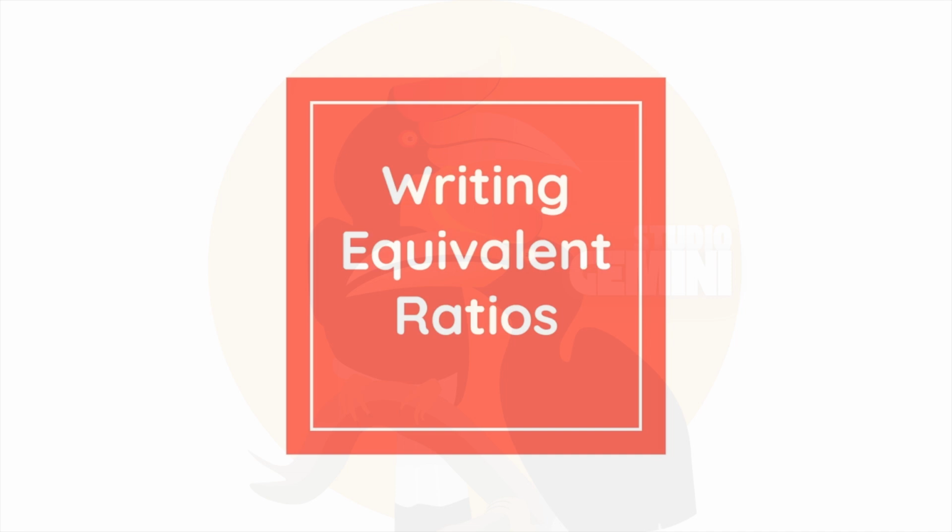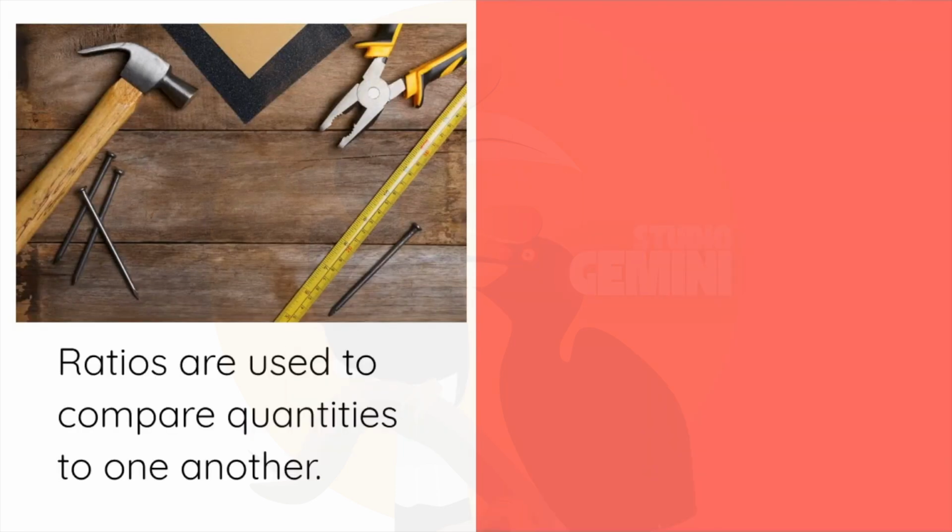Today, we are going to focus on how to write an equivalent ratio. Ratios are used to compare quantities to one another. For example, when building a house, a carpenter might use the ratio of wood to nails to increase or decrease the amount of materials needed for a project.